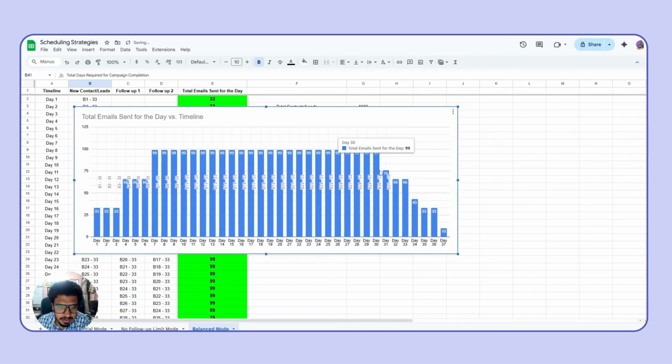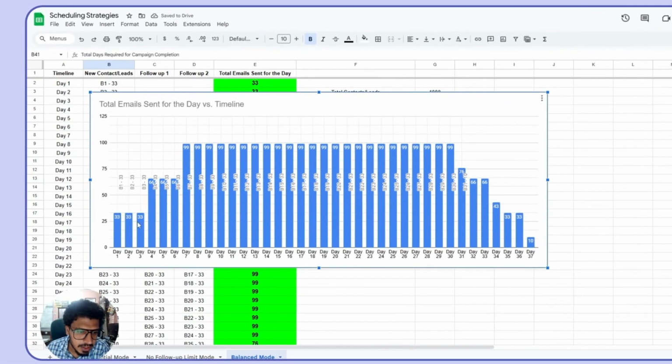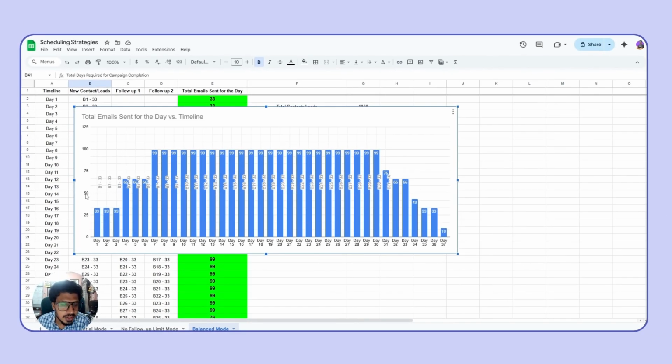In terms of how it looks, it starts gradually, keeps increasing, caps at 100, keeps going till the end, and then gradually dies down. This is the most optimal pattern that you can use for sending emails, and any IP looks at it in a healthier way. So these are the 3 strategies that we have at Deliveryman, and the balance mode is the one that we recommend. Thank you.